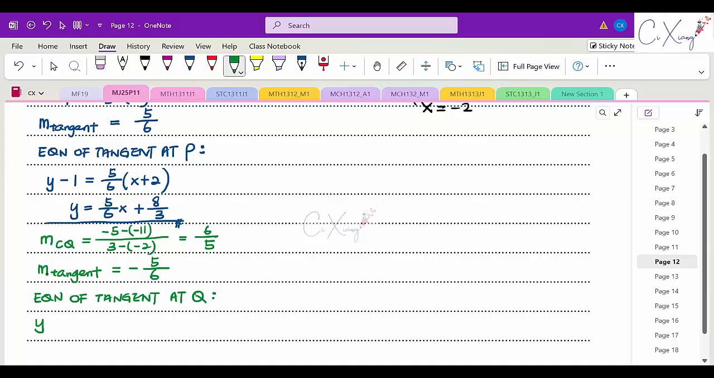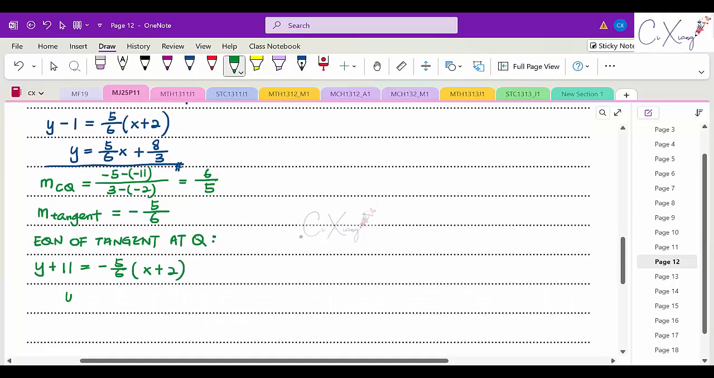So it will be y minus negative 11, so it will become y plus 11 equals negative 5 over 6, then x minus negative 2, which becomes a positive 2. Then simplify your equation. You'll be getting negative 5 over 6 x minus 38 over 3.